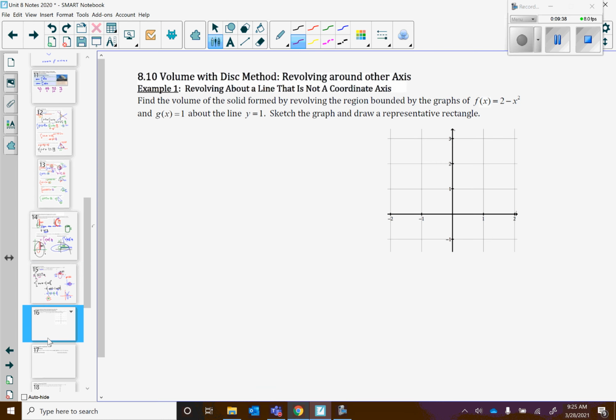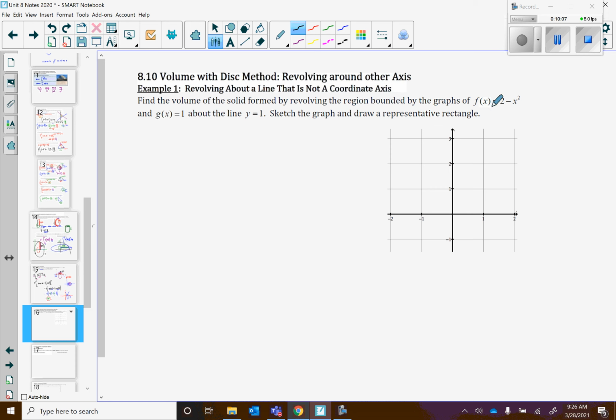We're going to look at 810 as well because it's the exact same idea, but it's just revolving around something that isn't the x-axis. It says find the volume of the solid formed by revolving the region bounded by the graphs of 2 minus x squared and y equals 1, about the line y equals 1. Sketch the graph and draw a representative rectangle.